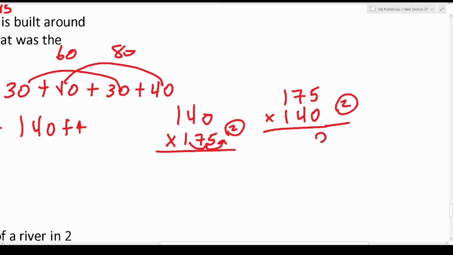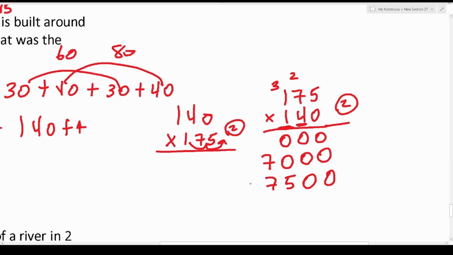5 times 0 is 0. 7 times 0 is 0. 1 times 0 is 0. Before we start multiplication with this 4, we have to bring in 1 0 placeholder. 5 times 4 is 20, so we're going to bring down a 0 and carry a 2. 7 times 4 is 28, 29, 30, so we're going to bring down a 0 and carry a 3. 1 times 4 is 4 plus 3 is 7. And before we start multiplication with this 1 now, we have to bring in 2 0 placeholders. 1 times 5 is 5. 1 times 7 is 7. 1 times 1 is 1.